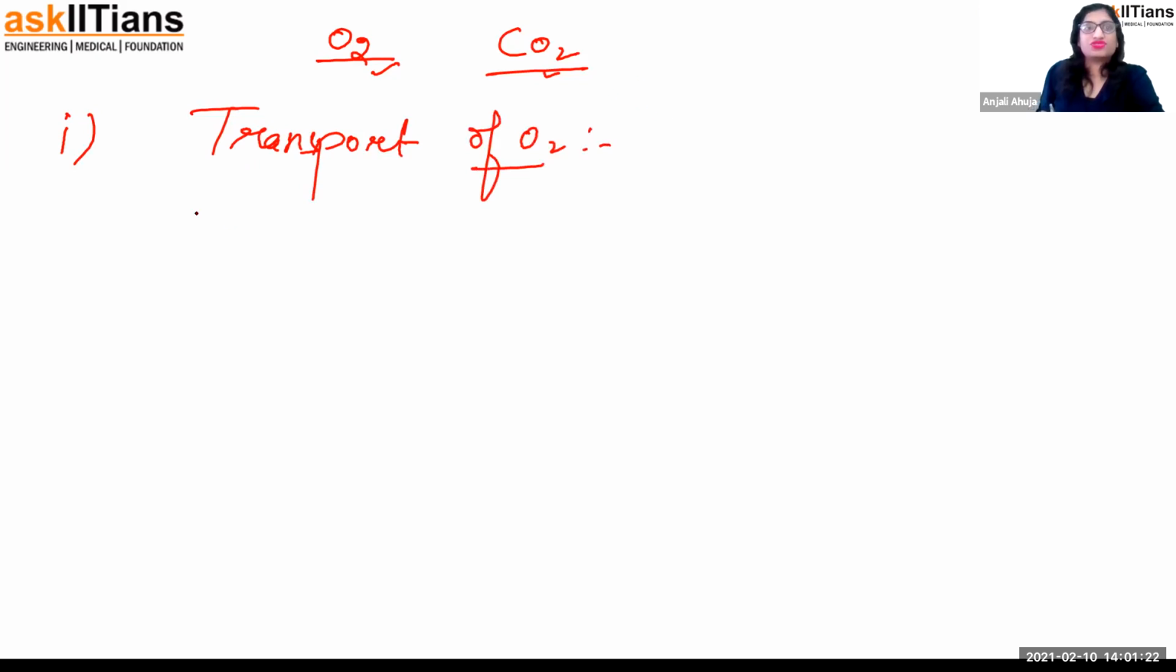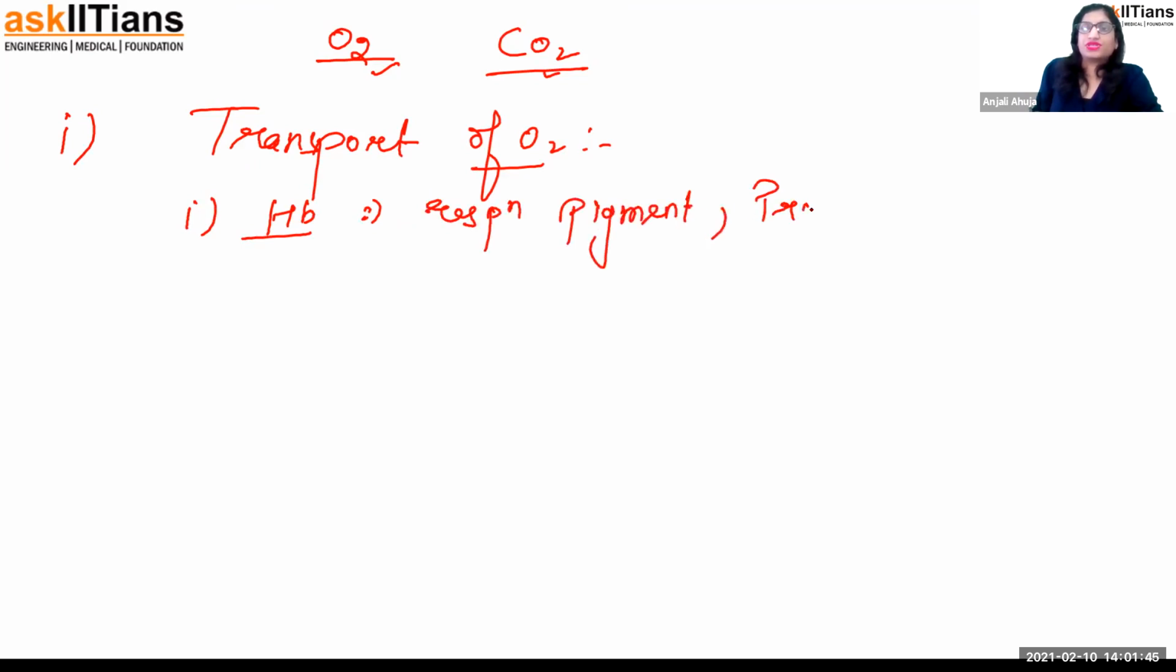Oxygen is transported in two ways. One is by hemoglobin. If you remember, hemoglobin is a respiratory pigment present in our body. It is proteinaceous in structure, made up of protein. It is a respiratory pigment and protein in nature, and it makes a complex with oxygen to form oxyhemoglobin.